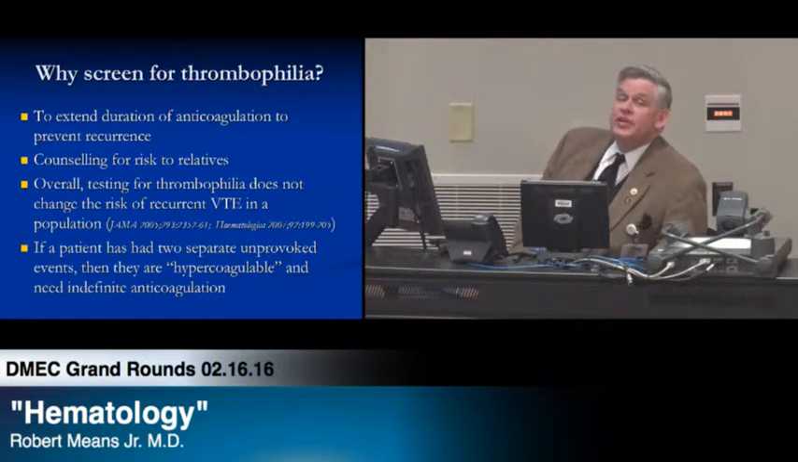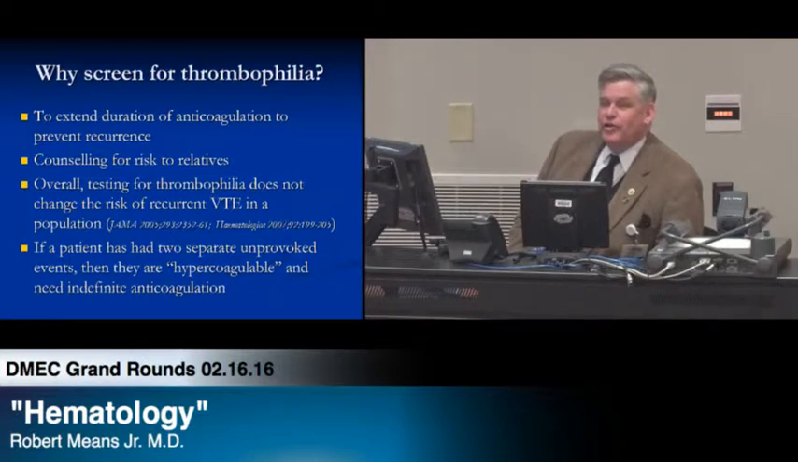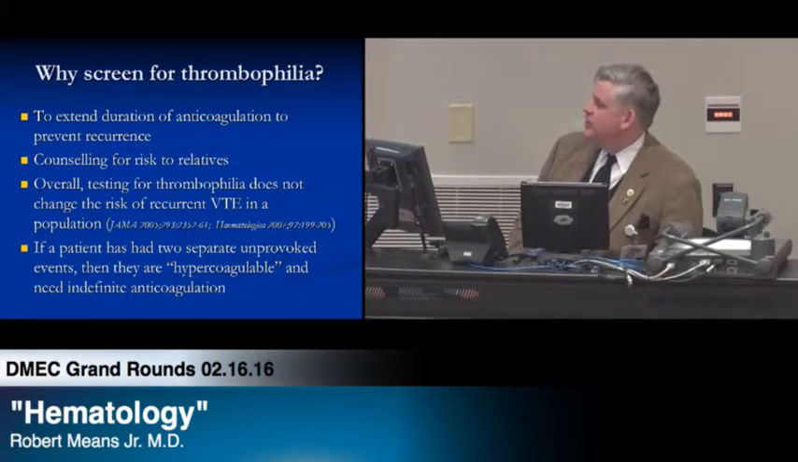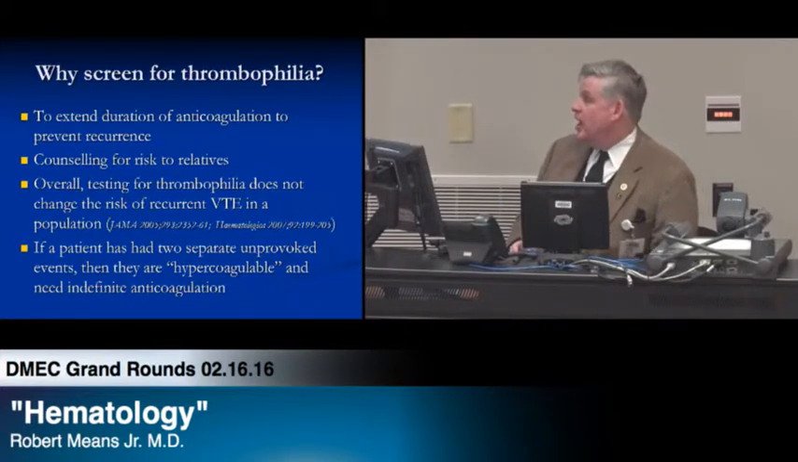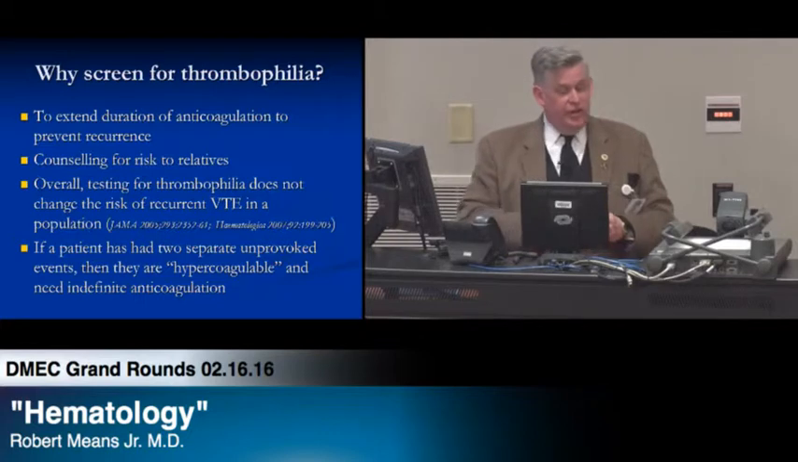Furthermore, if a patient has had 2 separate unprovoked events, then they are thrombophilic or hypercoagulable by definition, and they need indefinite anticoagulation, and indefinite anticoagulation is mostly life being indefinite itself. That's anticoagulation until the risk of anticoagulation becomes too high to make it worthwhile. So if somebody's an orphan and they don't have any family, and they have 2 separate unprovoked thrombotic events, that person needs to stay on anticoagulation.